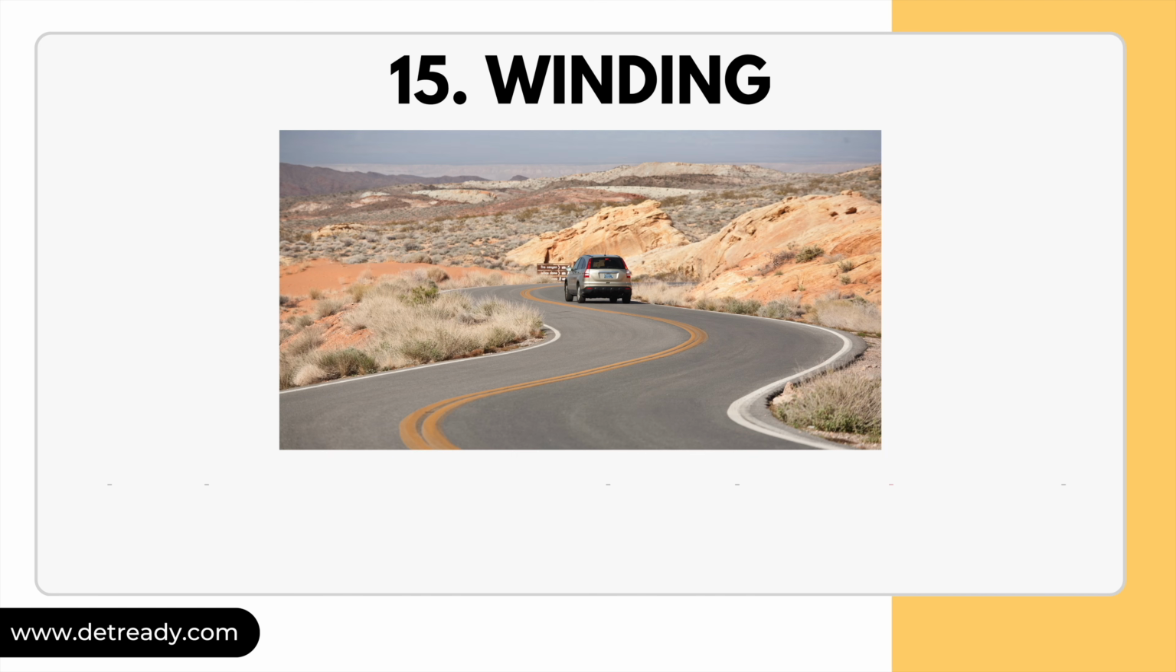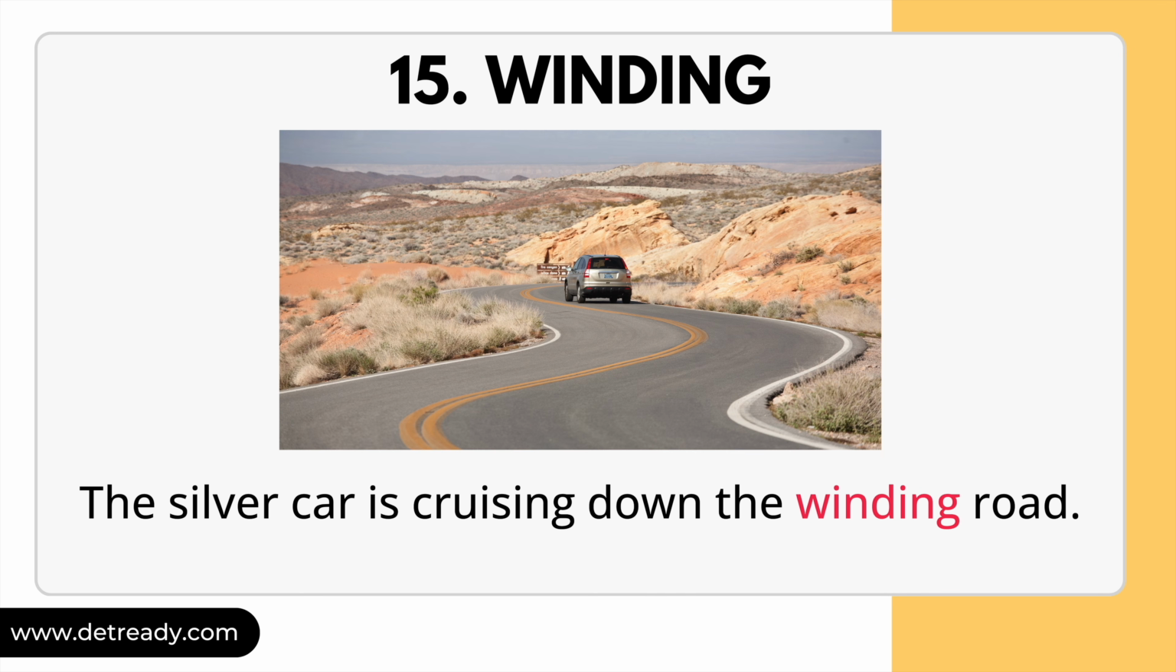Okay, let's jump to number 15. How would you describe this road? Is it straight or is it winding? Well, of course it's winding. It curves and twists a bit like a river. So you can either see a straight road or a winding road. The silver car is cruising down the winding road.